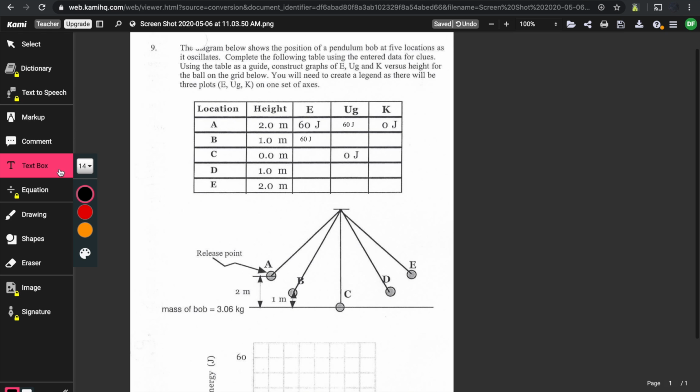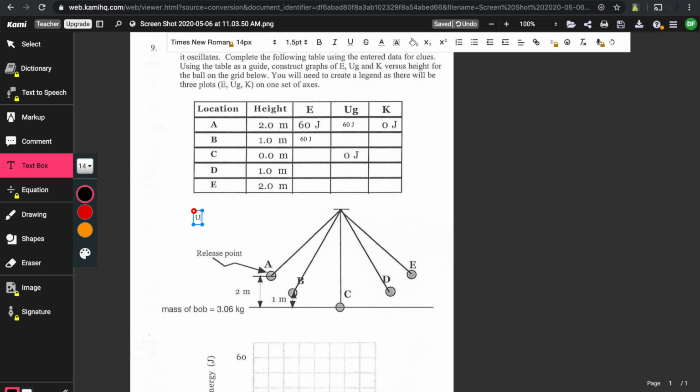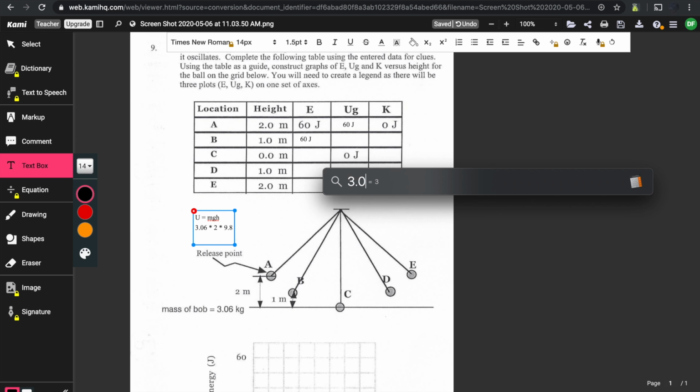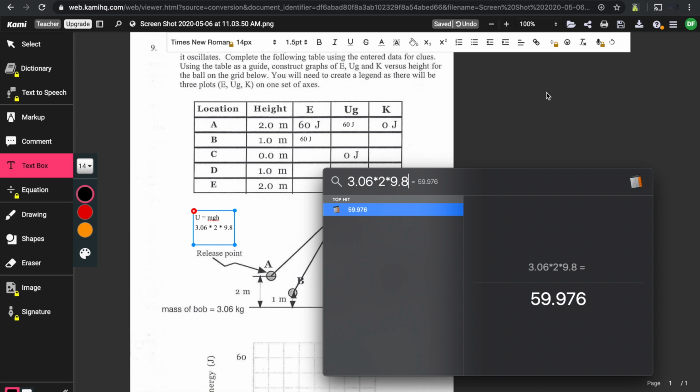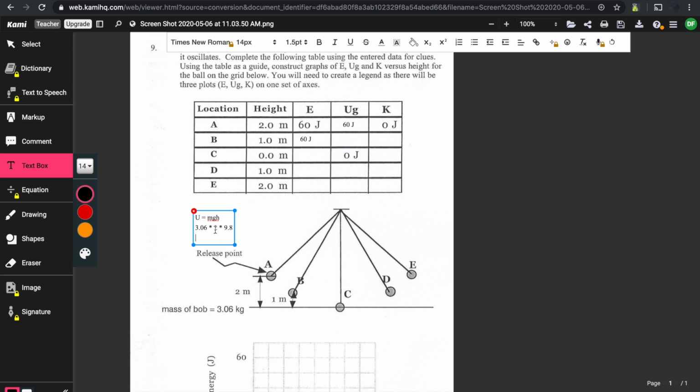Here, I'm going to add another text box. U equals mgh, and so we have a mass of 3.06, and then we multiply it times a height of 2 meters times 9.8. So 3.06 times 2 times 9.8 is 59.976, which if you round it is 60 joules.